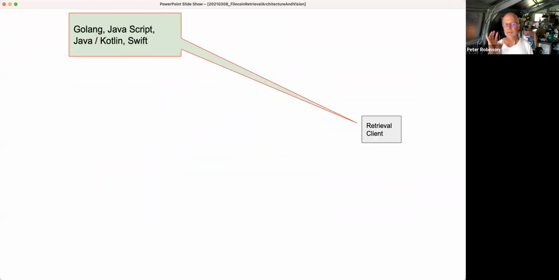So you can imagine this retrieval client could be in multiple languages as well. And I think having it in JavaScript will help with integration into web browsers and for some mobile app development. But also Java and Kotlin is needed if you want to go into Android and be more native with your integration. And Swift is required if you're going to be on iOS. So the thought would be that you would have this retrieval client library available everywhere that people write applications that use files.